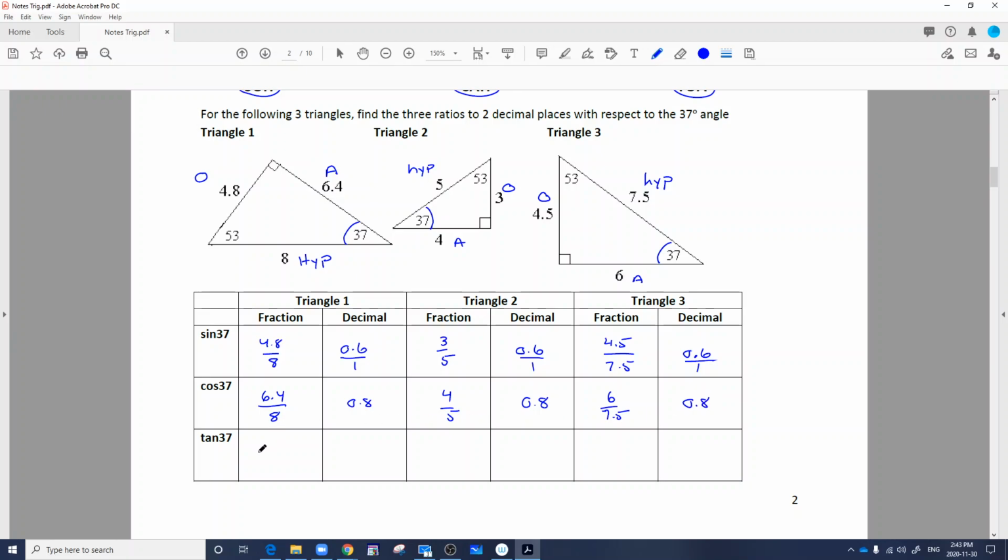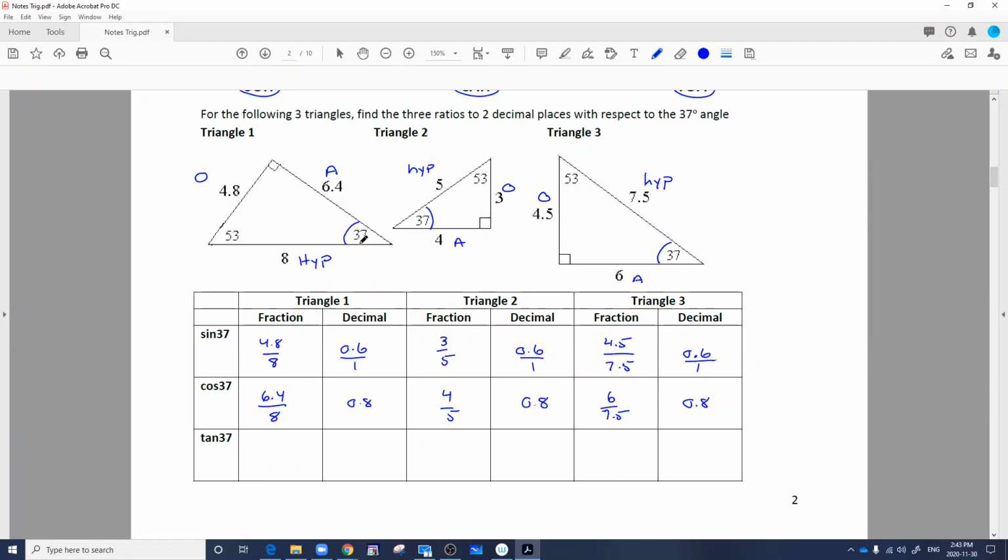Now I want you to do this last line. So what about tan? Tan is the ratio of opposite to adjacent. What is the fractional ratio? And then what is the decimal ratio for each of these? So pause the video and then come back and go through your answers.